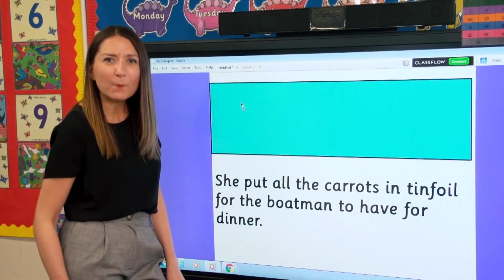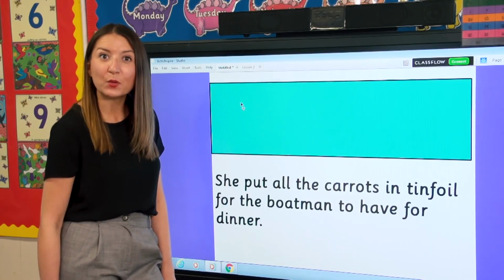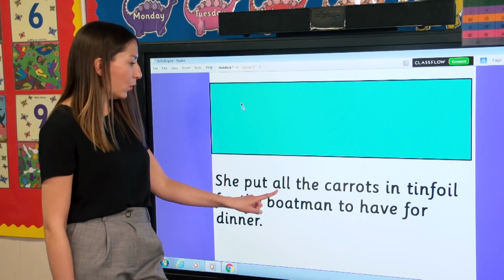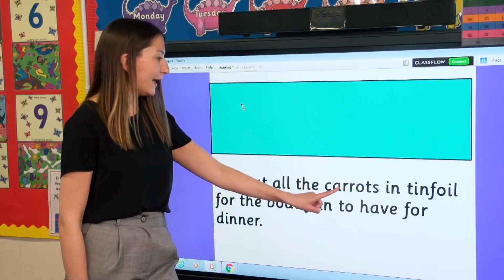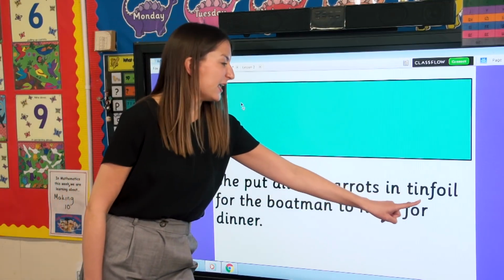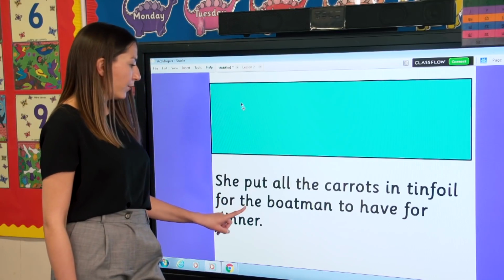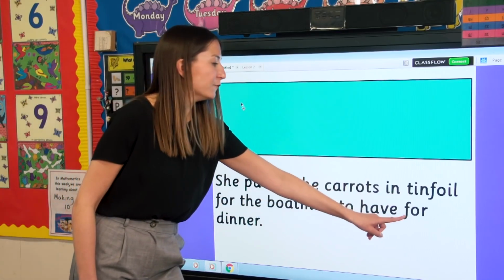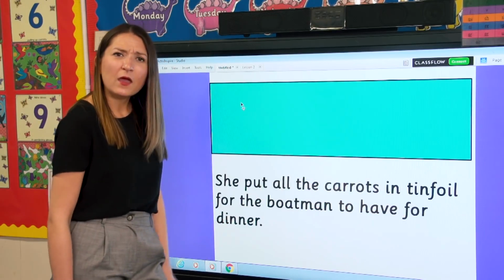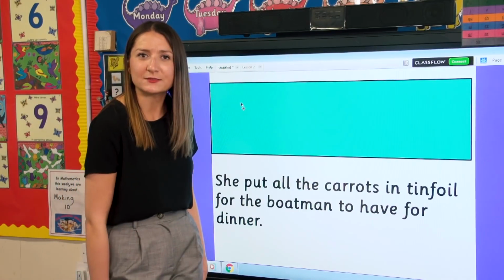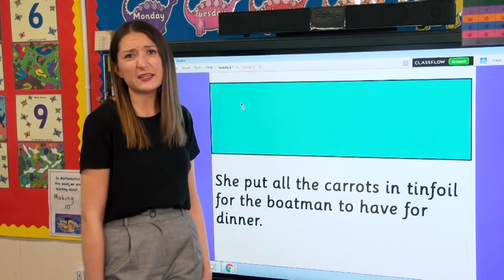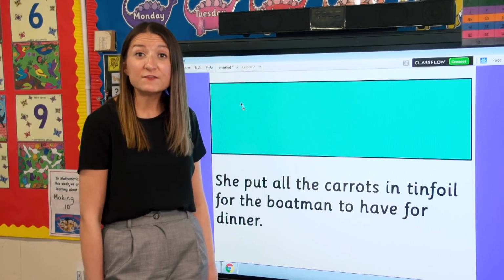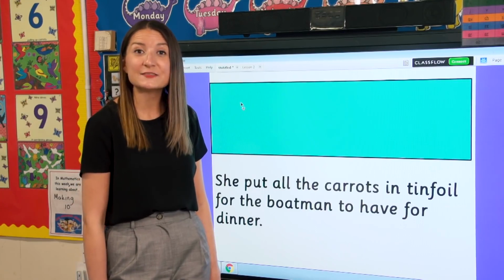Let's read it one more time. Read with me as I point to the words. She put all the carrots in tinfoil for the boatman to have for dinner. I wonder what else he was having with the carrots. Wow, great reading, children. Now let's finish by spelling some words, because if you can read a word, then you can have a go at spelling it.